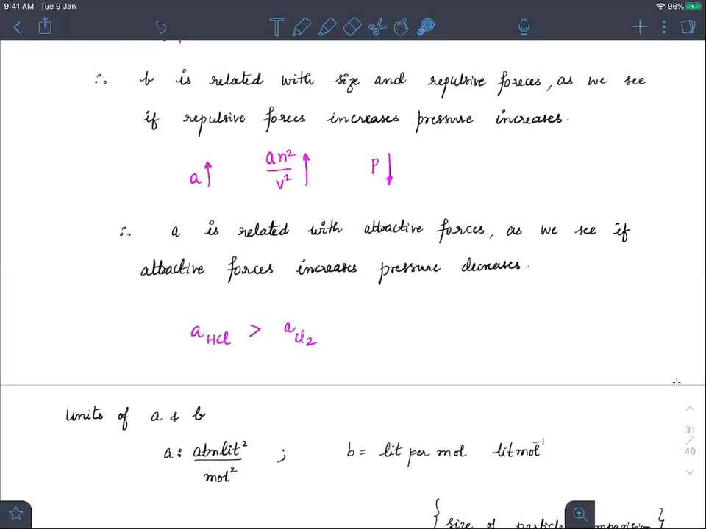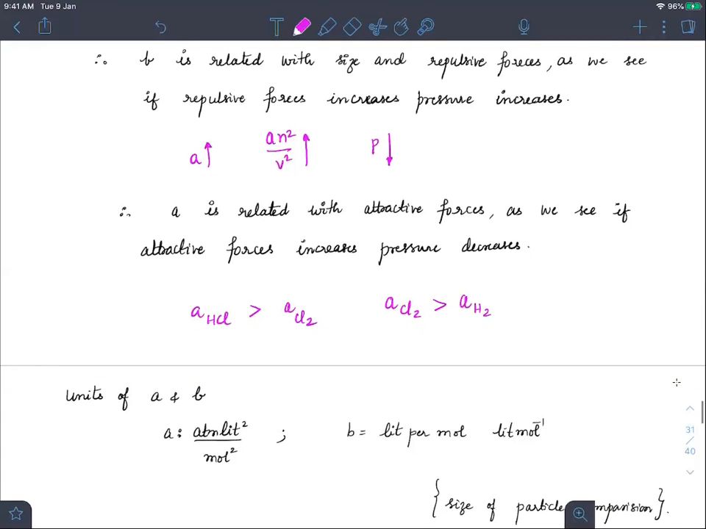Think you will be able to relate A now? Now suppose you have to compare the A value of chlorine and the A value of hydrogen. Which will be more? Both have dispersion forces. Always remember, dispersion forces depend upon the size of the molecule. The larger the size, the more the dispersion forces. Got it? So between chlorine and hydrogen, which has bigger size? Chlorine.